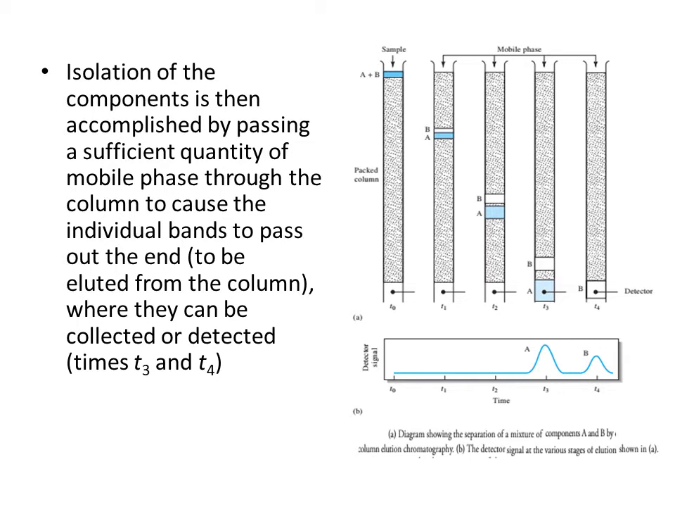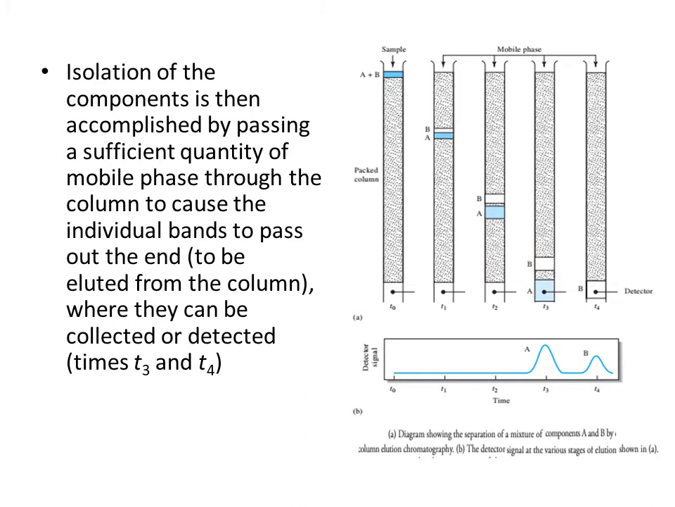Here is time 0, and now the process starts. At T1 we can see the sample has reached here and the components are separated from each other. Then at the next time, T2, they have moved further ahead and are well separated from each other. Then at time T3, they have moved further ahead, and so on.